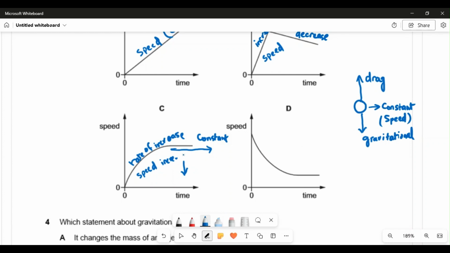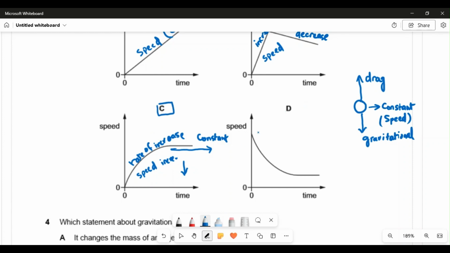So whenever we drop a ball, we just said that the speed will increase, but the rate of increase of speed will reduce because of the drag, and later on the speed will become constant, and that is our actual choice.